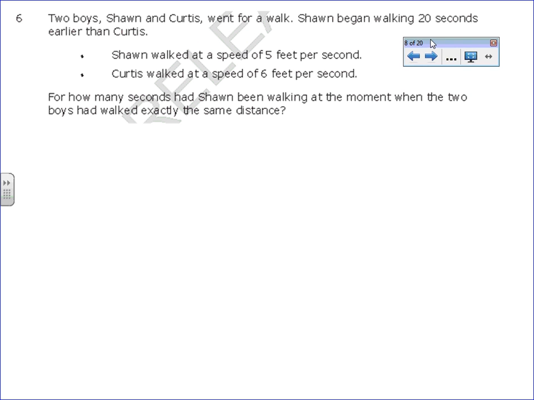For the first question, it says, two boys, Sean and Curtis, went for a walk. Sean began walking 20 seconds earlier than Curtis. Sean walked at a speed of 5 feet per second, and Curtis walked at a speed of 6 feet per second. For how many seconds had Sean been walking at the moment when the two boys had walked exactly the same distance? Okay, so I'm going to go ahead and go to my next slide to help me out with this.